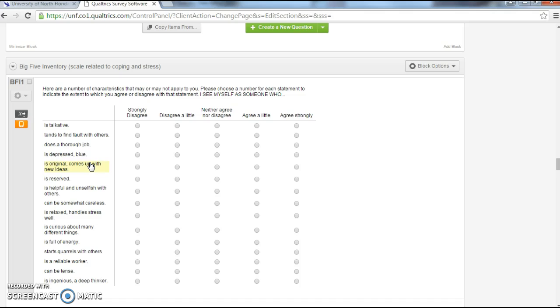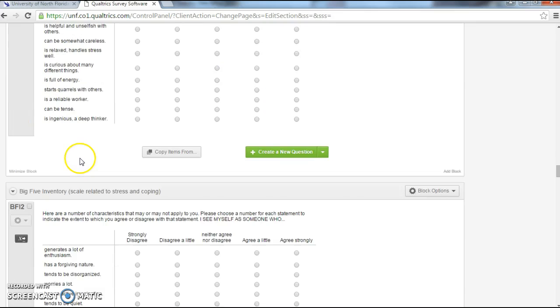And the reason I put this in is we know that there is some genetic basis for how people cope and how they deal with stress, and personality, we believe, is largely genetically based. There are definitely some environmental influences, but this is a good thing that you could use if you're looking at the core of who people are and how that might impact how they cope and how they deal with stress.